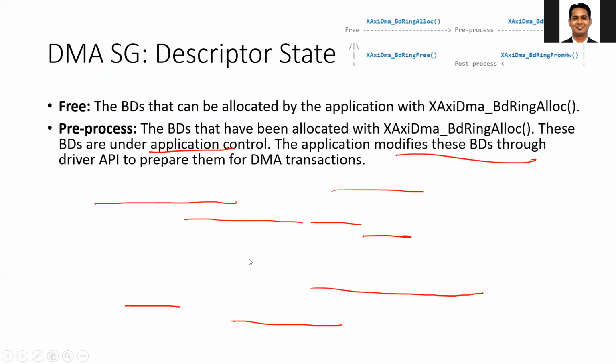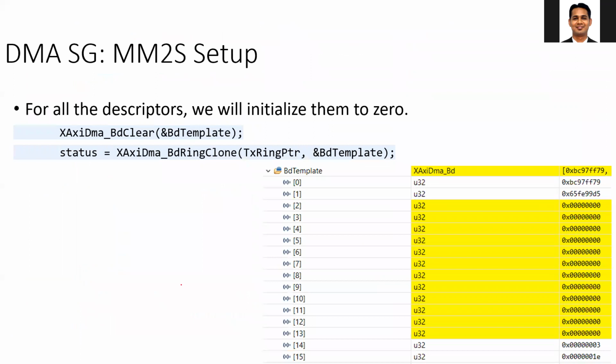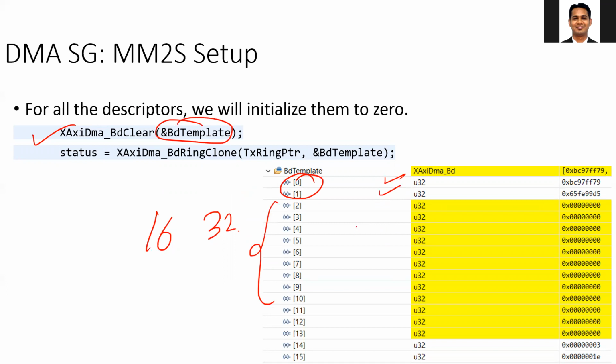Now, in the meantime, since we have created the BD, we need to initialize the BD with a certain known value. For that, we have this template which is defined as 16 32-bit values. First two are the addresses, and the rest are the BD detail. So we will use this driver function to create the BD template. This BD template initializes all the values except the first two, which is the pointer to the next BD, with 0, and we will use this clone function to copy this template in all the BDs. In our case, it is only one BD, so we will use this function to copy this template.